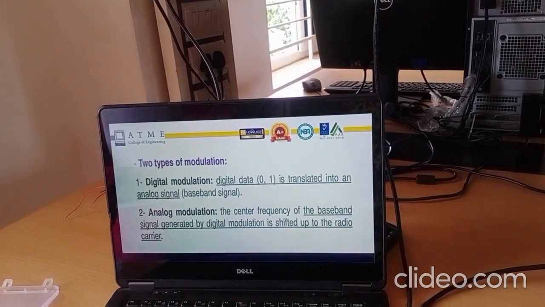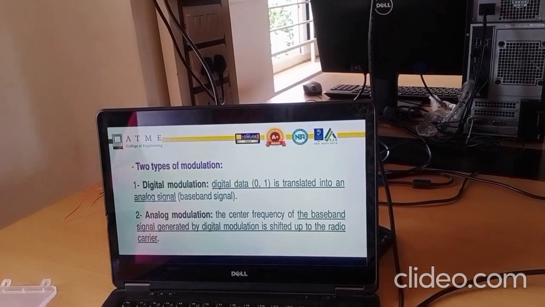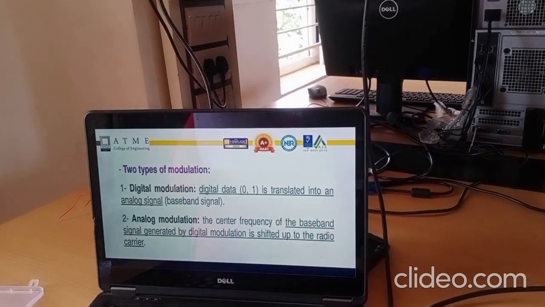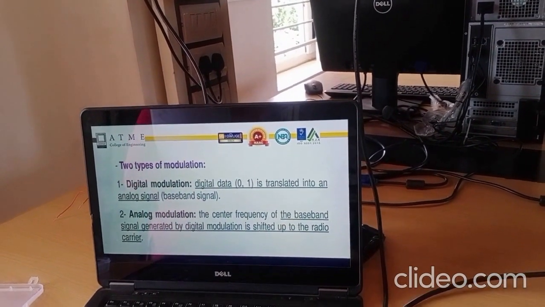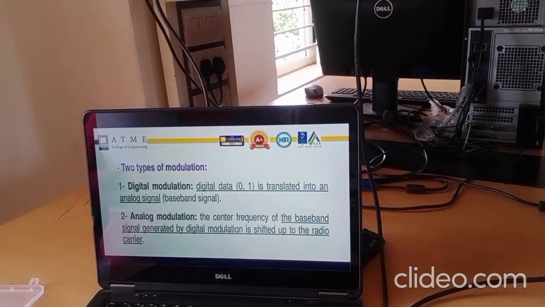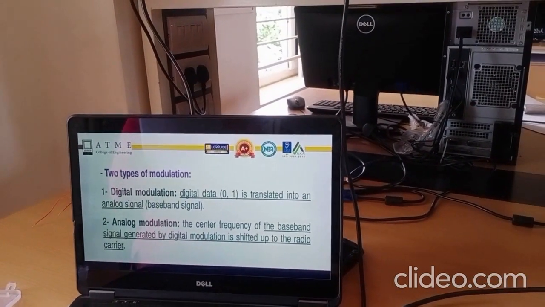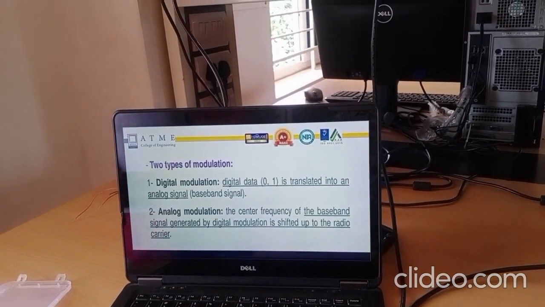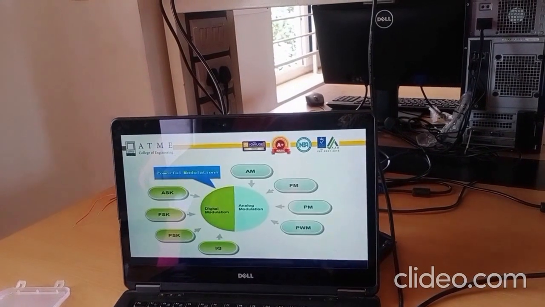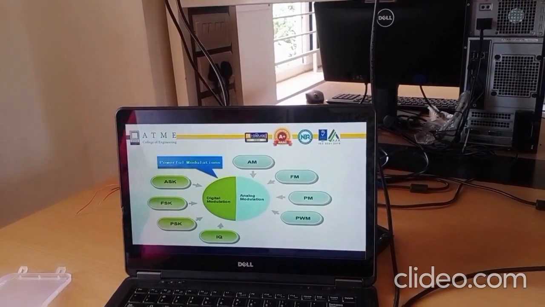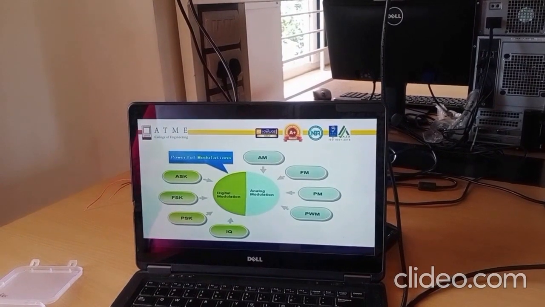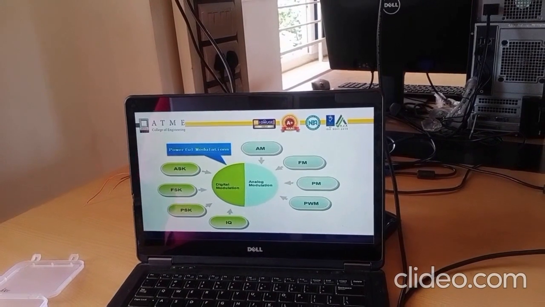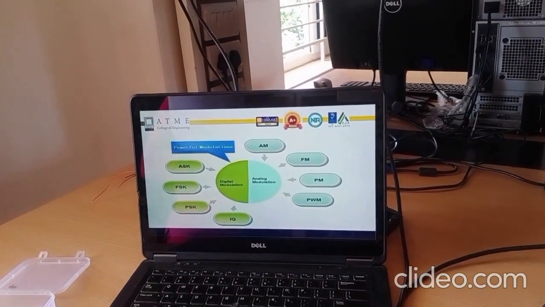There are different modulation techniques available, that is digital modulation and analog modulation. In digital modulation schemes, we are using digital data, that is zeros and ones, for translating it into an analog signal. Then we have an analog modulation scheme wherein the center frequency of the baseband signal generated by digital modulation is shifted up to the radio signal. So we will be concentrating on digital modulation schemes. These are the various modulation schemes available in analog modulation and digital modulation. In digital modulation, we have ASK, FSK, PSK for laboratory experiments.